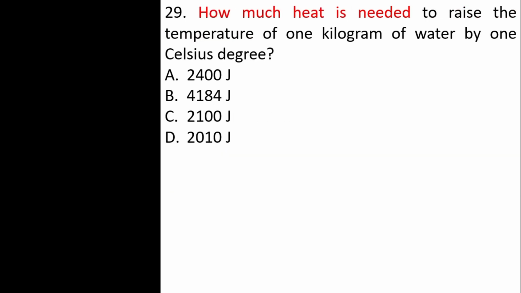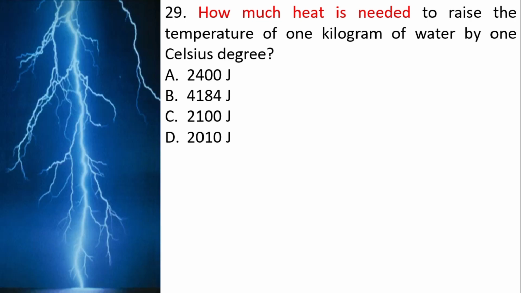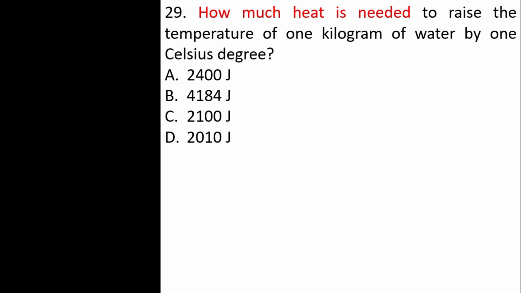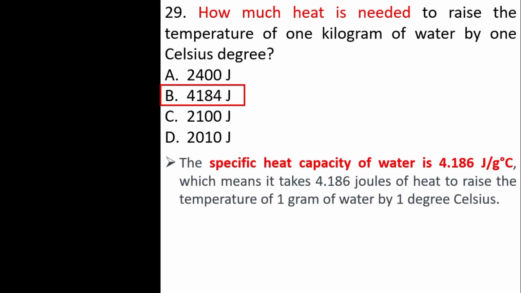Alright, 29. How much heat is needed to raise the temperature of 1 kilogram of water by 1 Celsius degree? Okay? So, the correct answer here is letter B, but it should be 4,186 joules. But among our choices, it is the closest to 4,186 joules, so we will select this one as the correct answer. Okay? So, the specific heat capacity of water is this one.